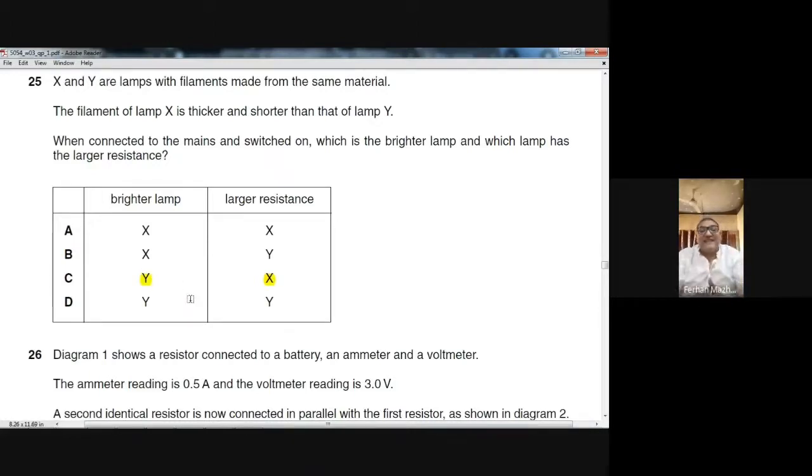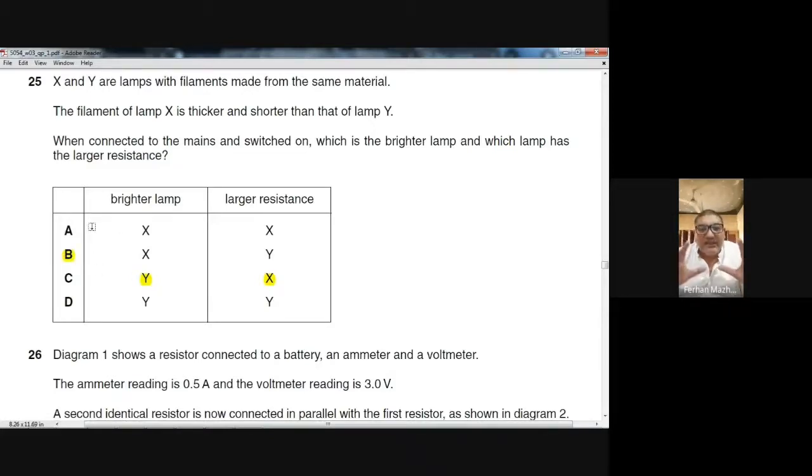Because the X has less resistance, and they are both getting the same voltage, it means that the X will be getting more current. The voltage is the same, but X is getting more current. So the power equals IV, and the X is getting more power. So that's why the X will be brighter. But the Y will have the larger resistance. The X will be brighter and the Y will have larger resistance. So for question number 25, B is the right option.